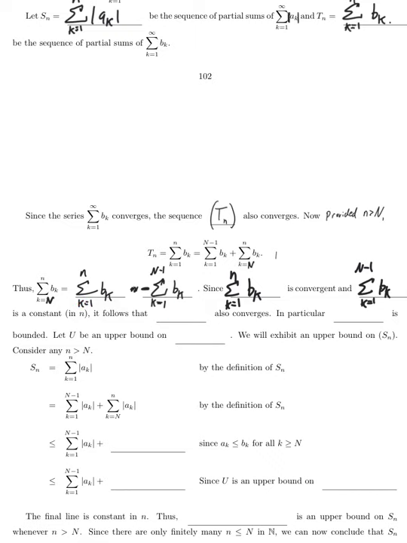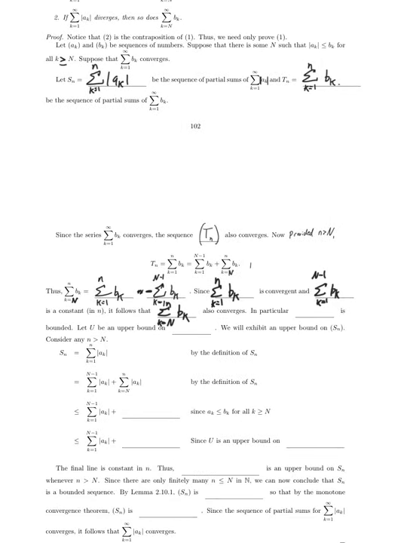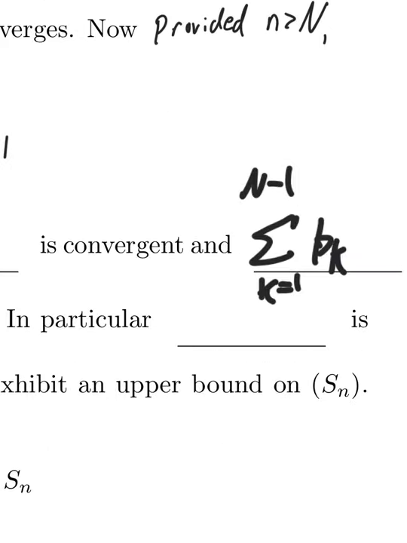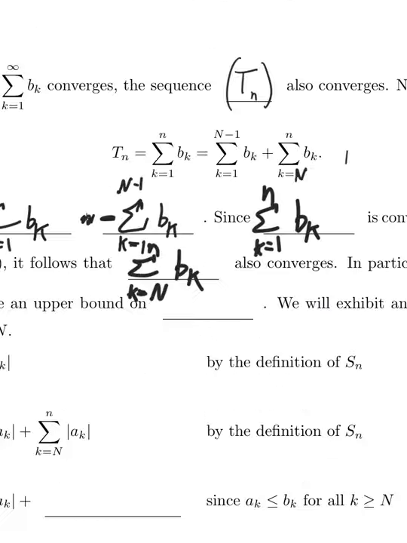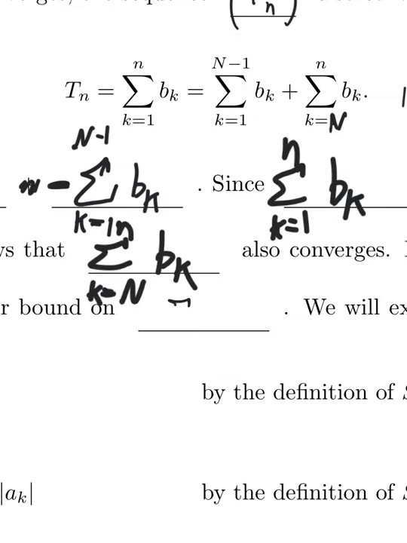It follows that the sum from k equals big N up to little n of b_k converges. In particular, this sum is bounded. Right? Convergent sequences are bounded. In particular, the sum from k equals big N up to little n of b_k is bounded. Let's let U be an upper bound on that sum.